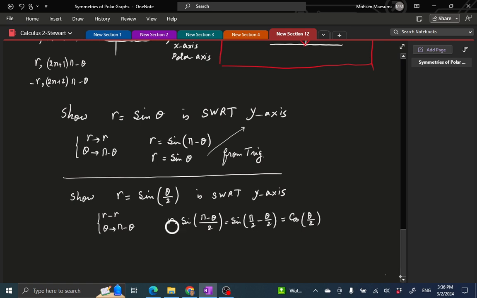At any rate, what we get is obviously not equivalent to what was there before. That was sine, this is cosine. They don't have anything to do with each other, or at least it's not easy to tell that this will produce the same graph as that one. So what conclusion do we draw? The conclusion we draw is that the test failed. We can't say anything. We don't say it doesn't have symmetry. We say the test failed to say anything.